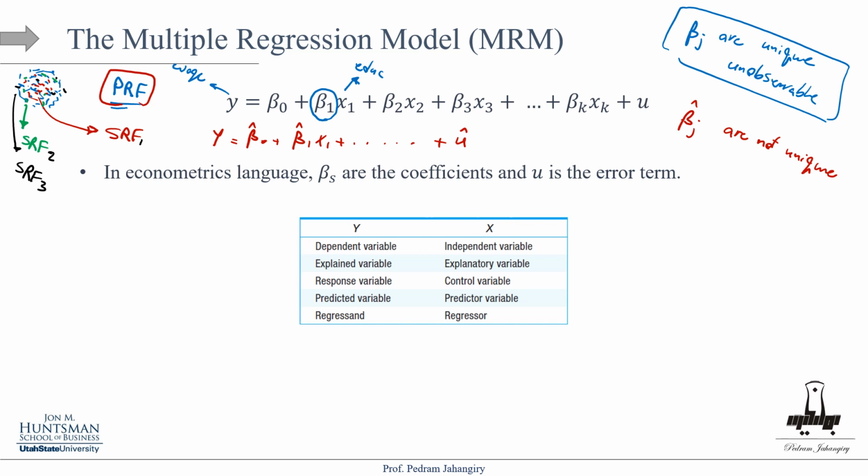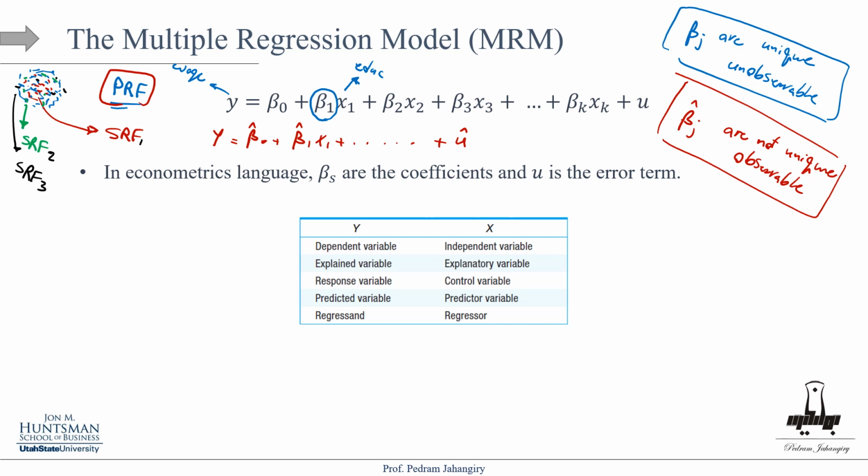But the cool thing is that, what do you think? Are they observable or unobservable? They are observable. So this is very important. I want you to get the difference between population regression function and sample regression function, the parameters beta and the estimates beta hats, right? So these beta hats are observable because why?